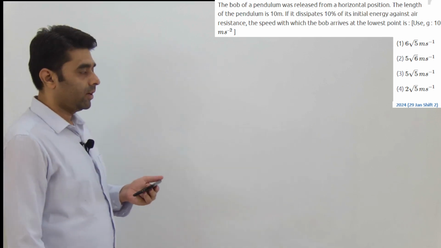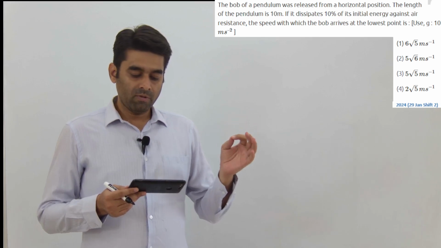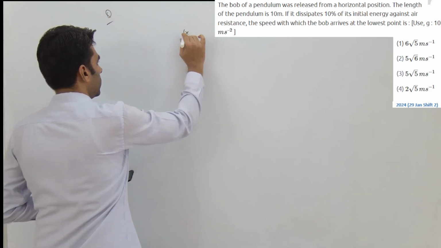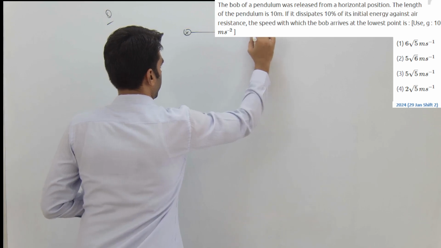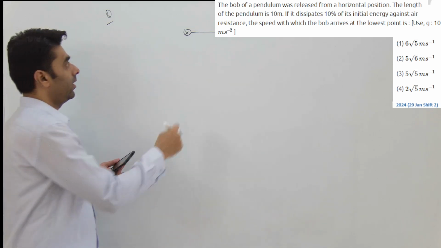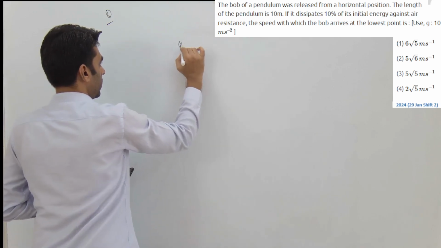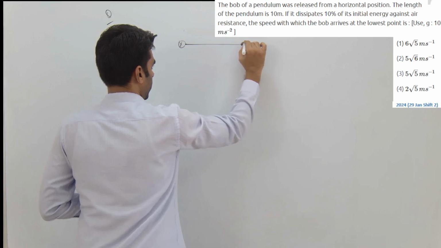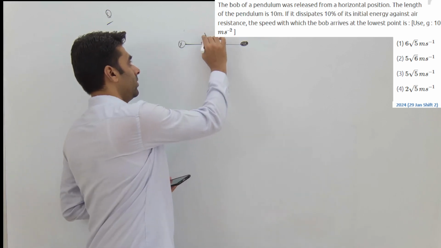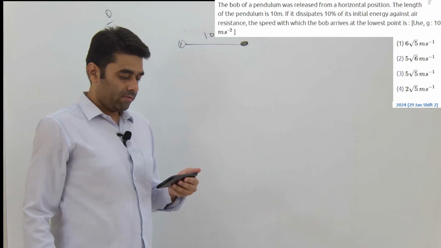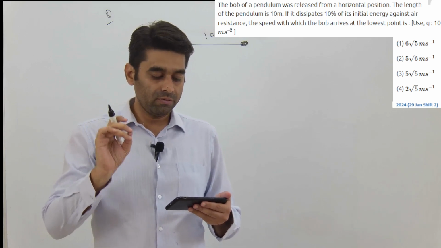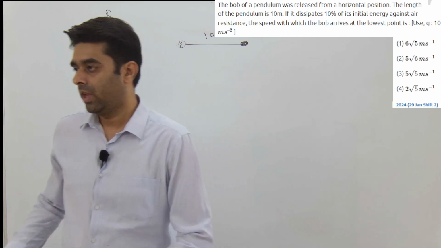Okay, our next question says the bob of a pendulum was released from horizontal position. Let us draw this. This is our pendulum bob in horizontal position. The length of the pendulum is 10 meter. That means the length of the string is 10 meter. If it dissipates 10% of its initial energy against air resistance, the speed with which the bob arrives at the lowest point is... Fine. How to deal with this?